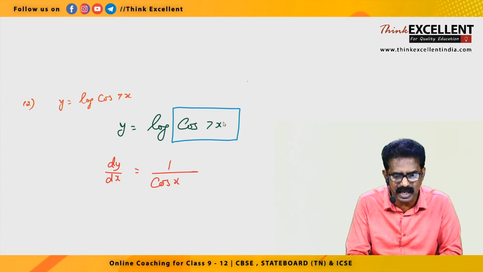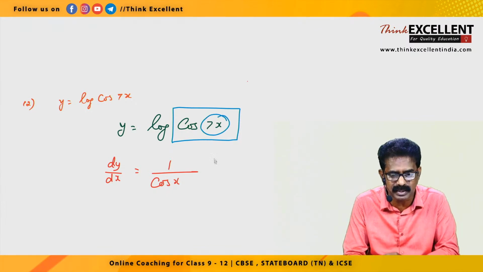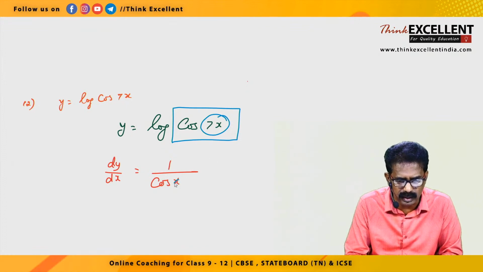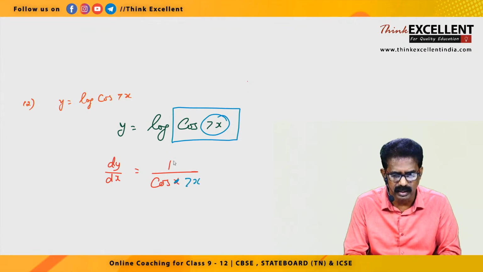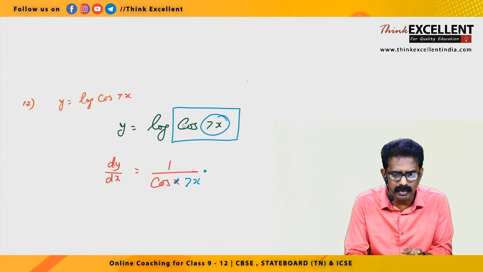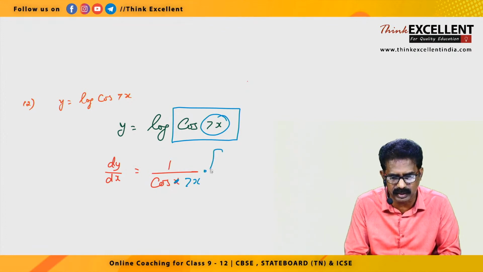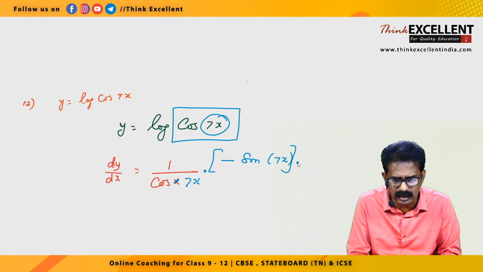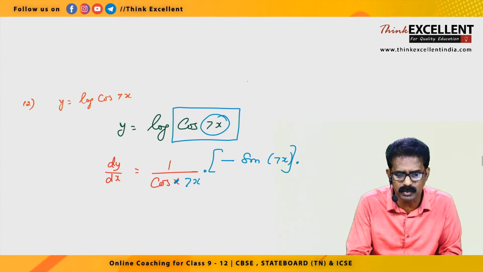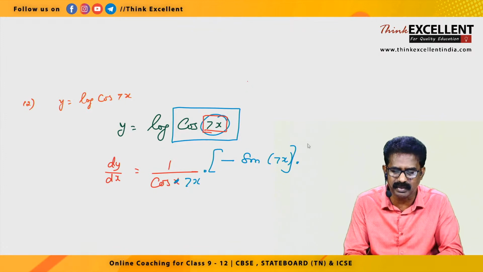But this is of which type? This is of the type cos x. So here it is 7x, right? So log x derivative 1 by x, 1 by cos 7x into, now we differentiate this cos 7x. That is of the type cos x. Cos x derivative is minus sin x. Don't stop, still not over. Now we have taken this as x, right? So instead of x, what do you have? 7x. And 7x derivative is 7.